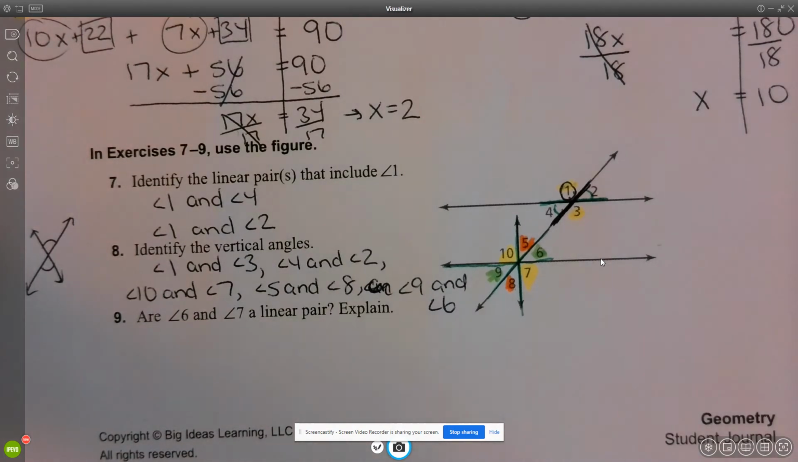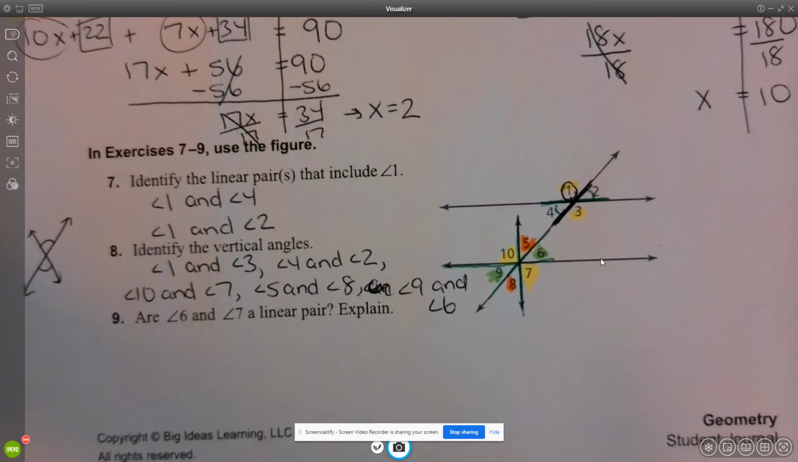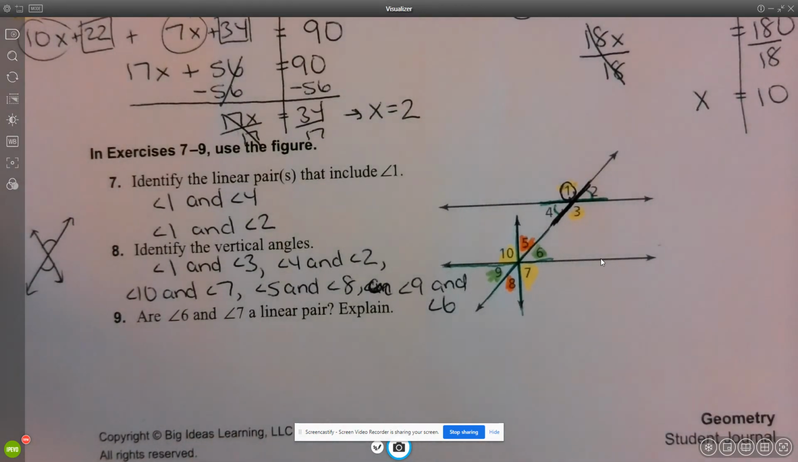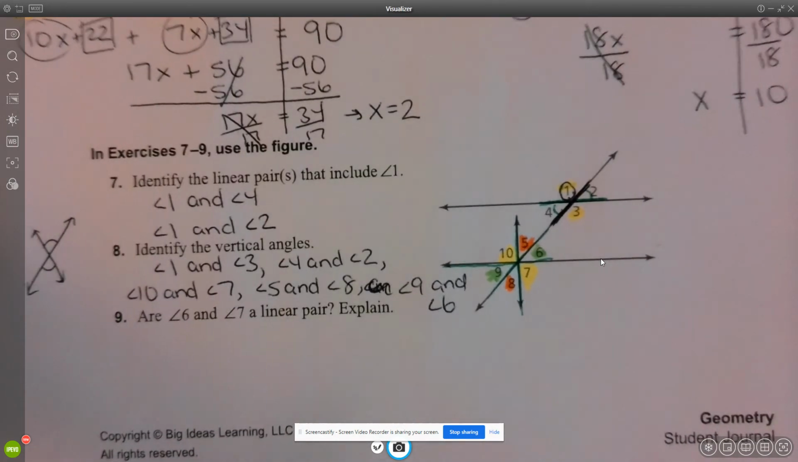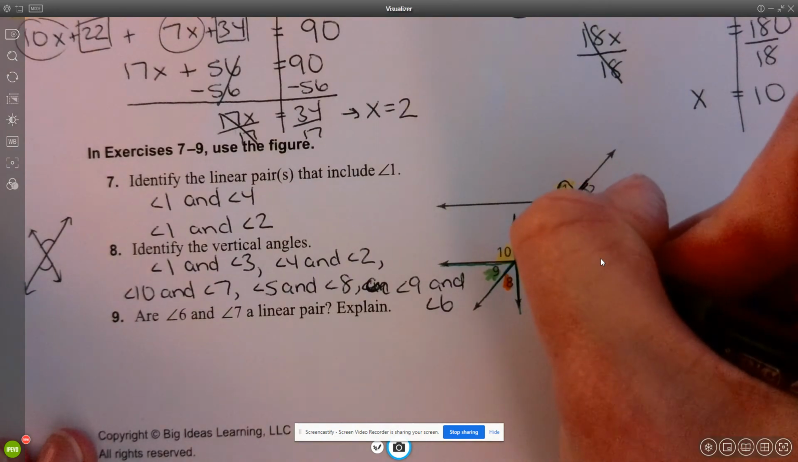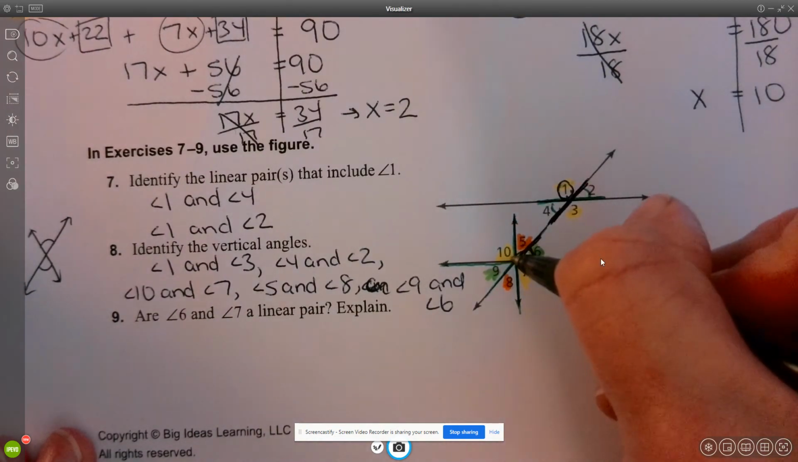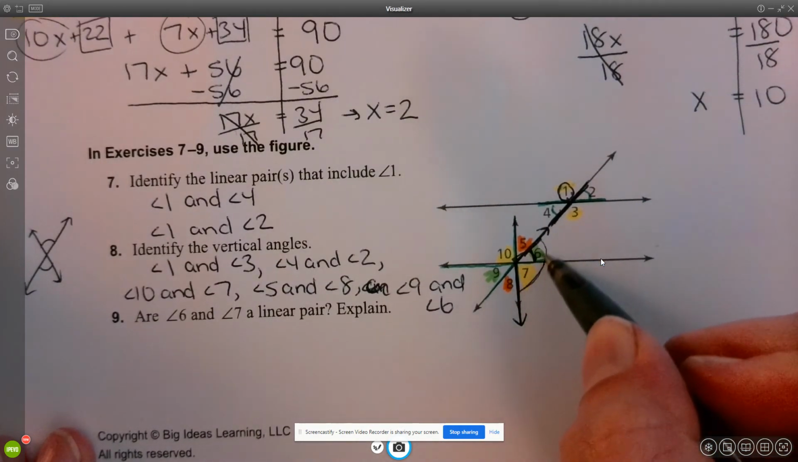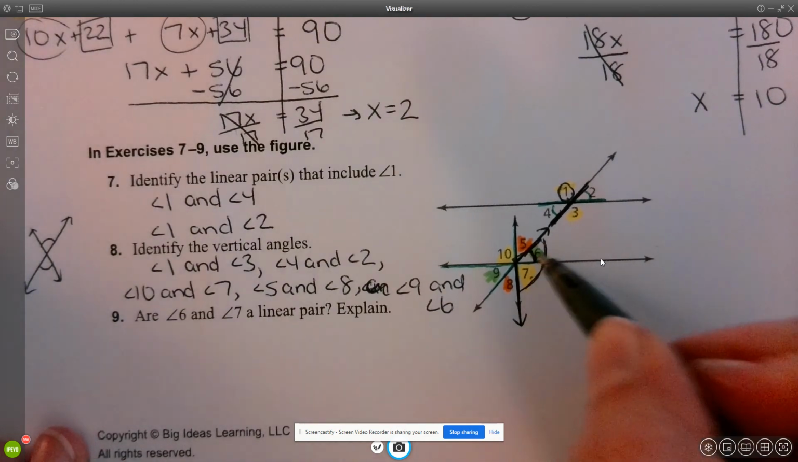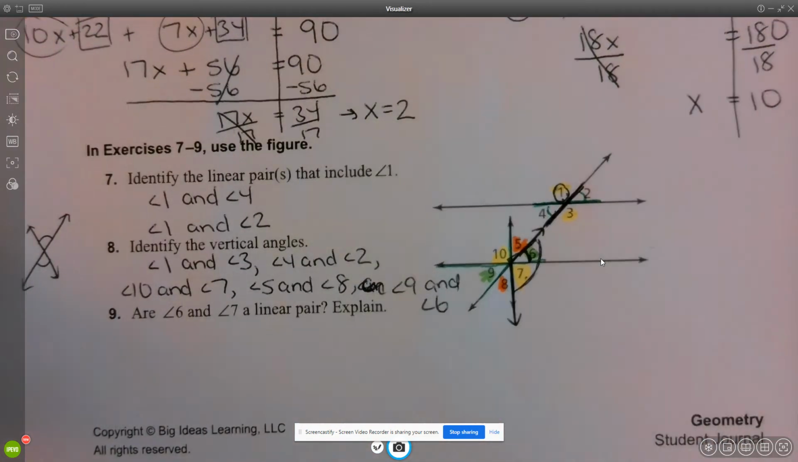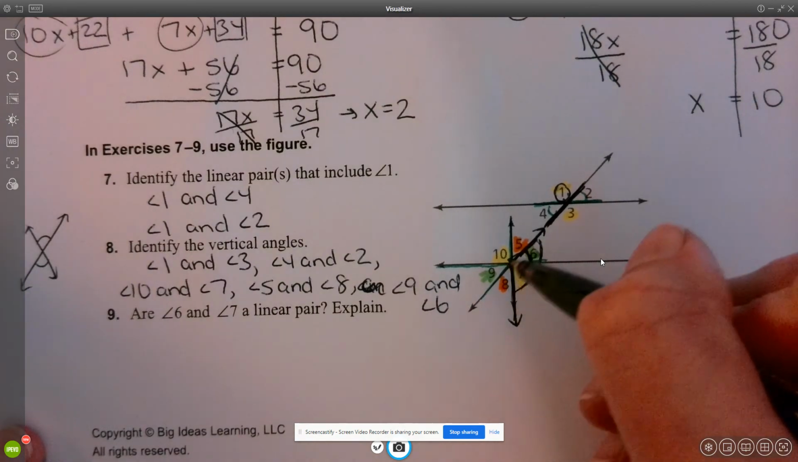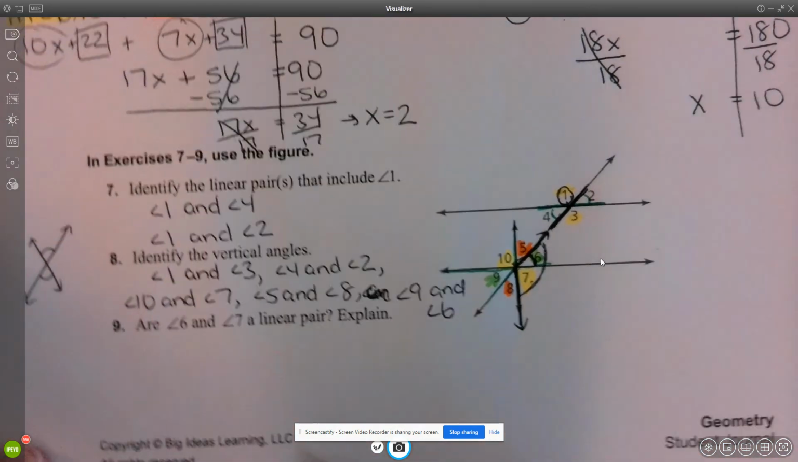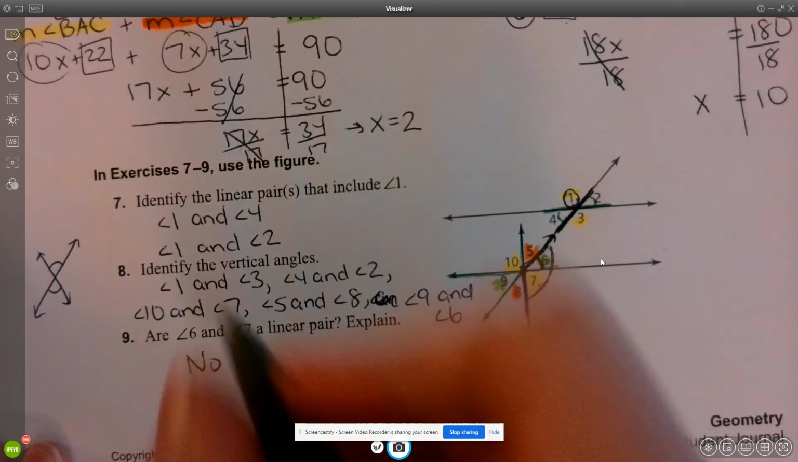Number 9, are angle 6 and angle 7 a linear pair? Remember, to make a linear pair, the two angles together need to add up to make a straight line. And so if I look at angle 6 here with angle 7, these two here, they don't quite make a straight line. They're next to each other, they're adjacent, but the angle that they add up to make is not a straight line. So we would say, no, they're not a linear pair.